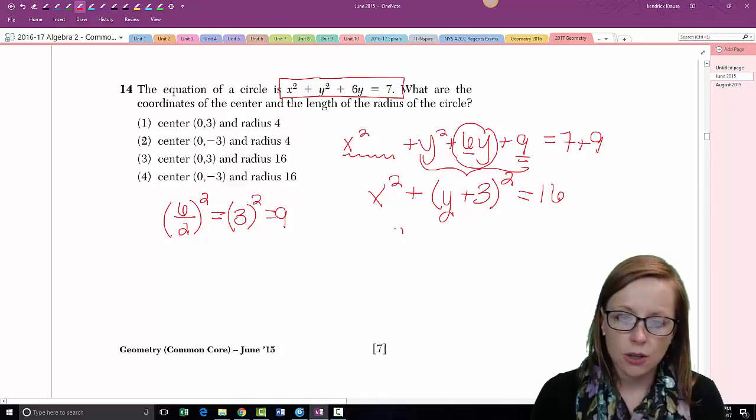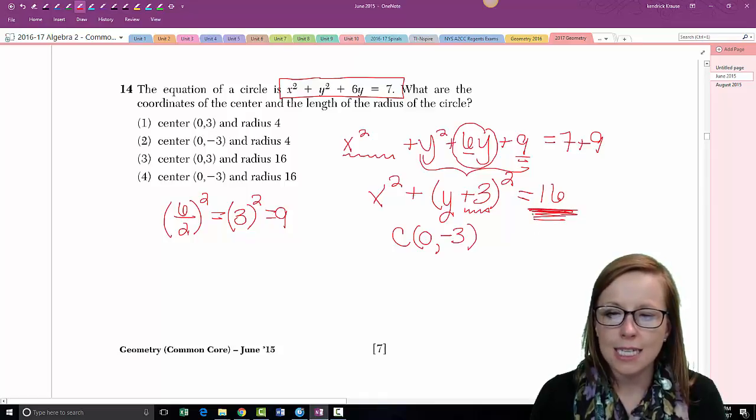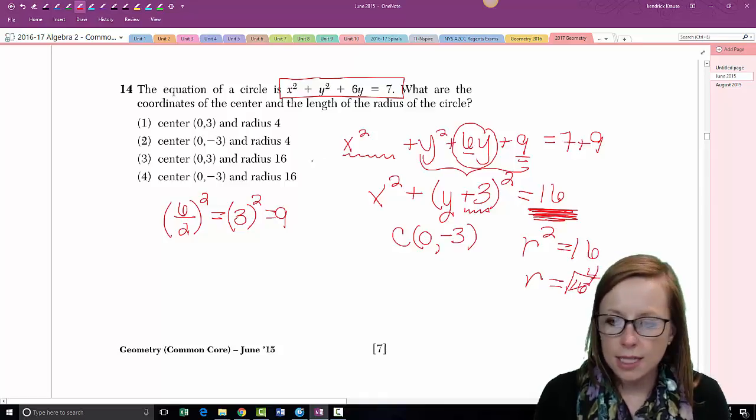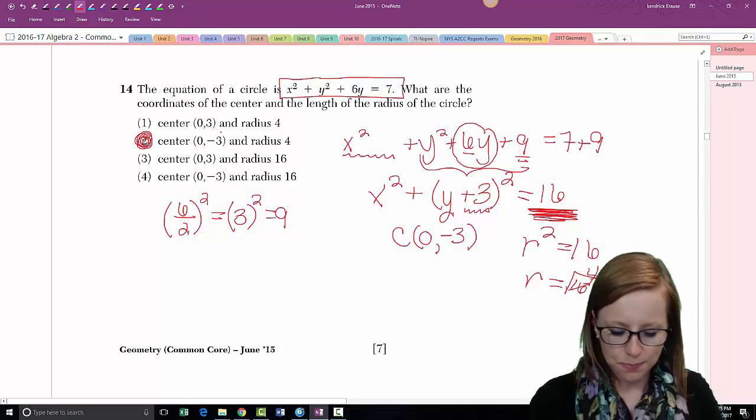So the center of this circle has x-coordinate 0 because there's nothing with the x. Change the sign of what's in the parentheses here, so negative 3. And this number right here, this 16, that is r squared. So r is the square root of 16, which is 4. So a radius of 4 and a center of (0, negative 3) would be choice 2. Now don't go away, I'm going to show you something awesome on the calculator.